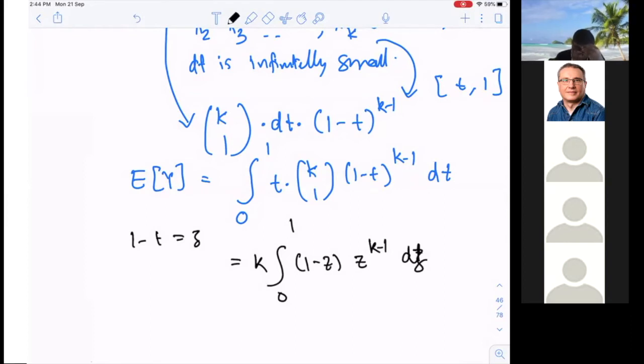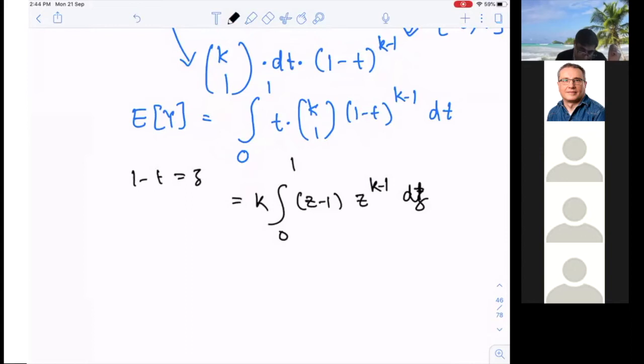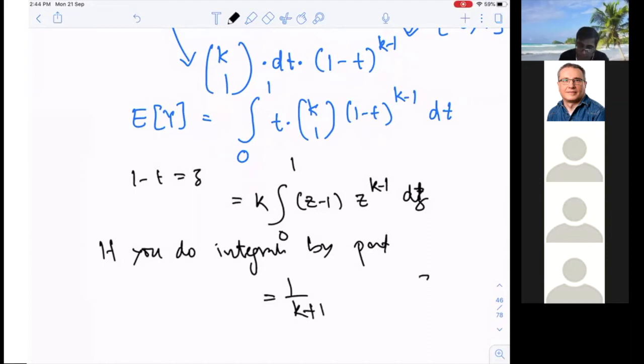Is this correct? I substituted 1 minus t equal to z, or there is some minus missing. I think there should be a minus, because dt is minus dz. So I shouldn't write 1 minus z, this should be z minus 1, right? Now, if you do integration by parts, which I'm not going to do, you will get 1 over k plus 1. So this completes the proof.